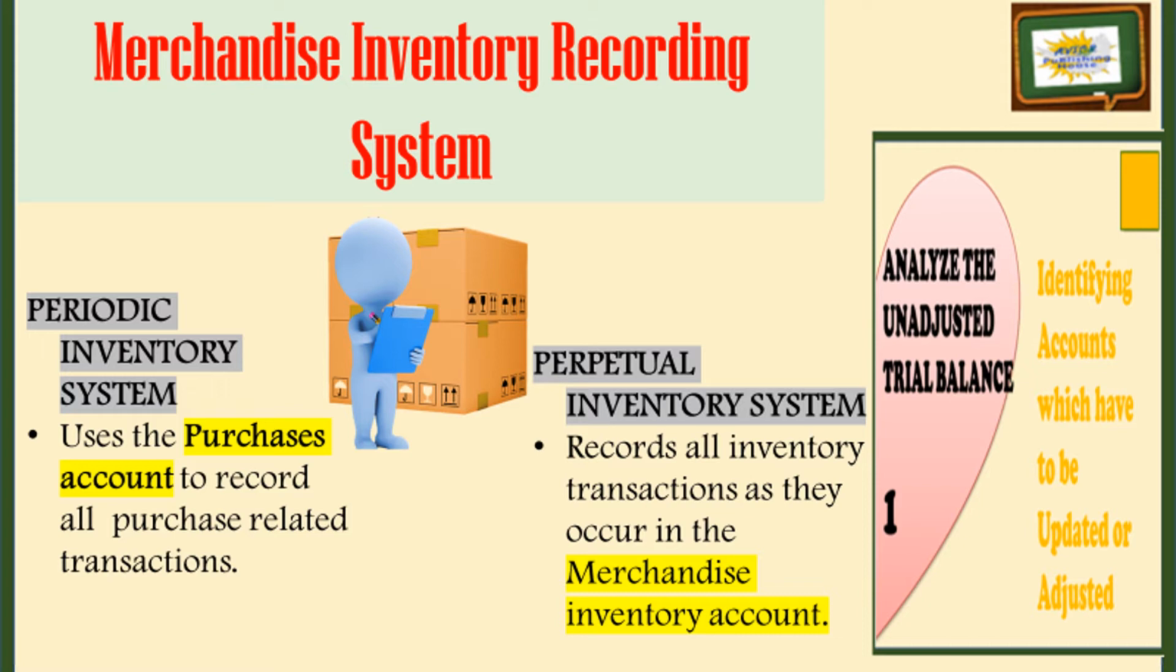Meaning to say, in periodic inventory system, the merchandise inventory account is not used in recording external transactions. What is being used is the account purchases. So, in perpetual inventory system, the merchandise inventory account is used in recording external transactions.